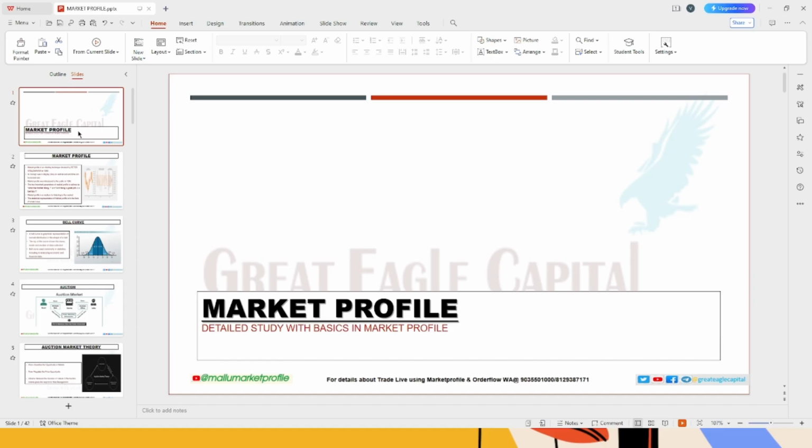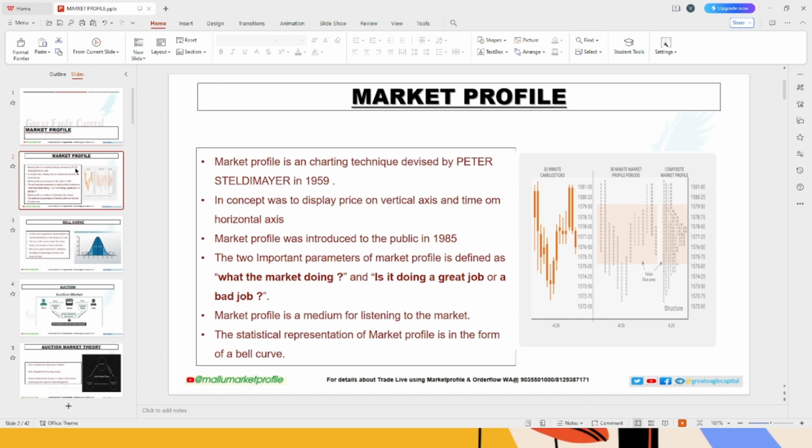So market profile is a structure which was introduced by Peter Steidlmayer in 1959. Why did he introduce the system? Because you know there were strategic trading charting tools like candlestick patterns, line charts, Renko charts, and every kind of candlestick pattern that people are using.